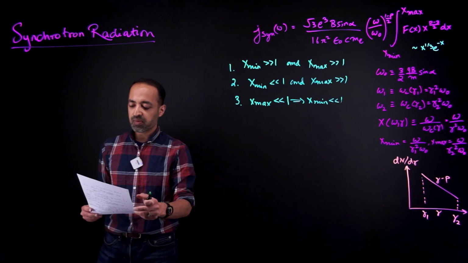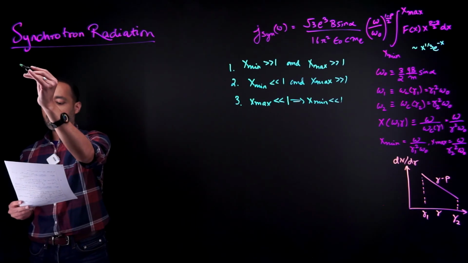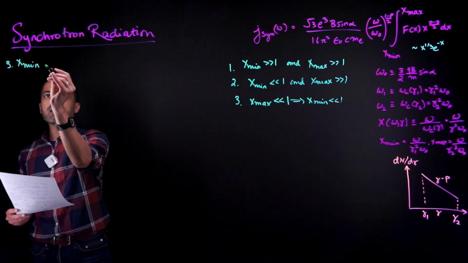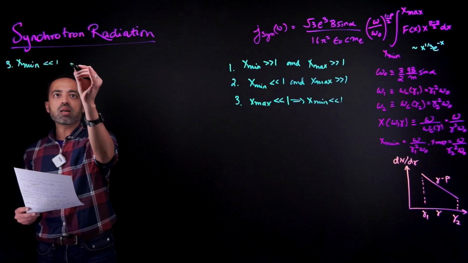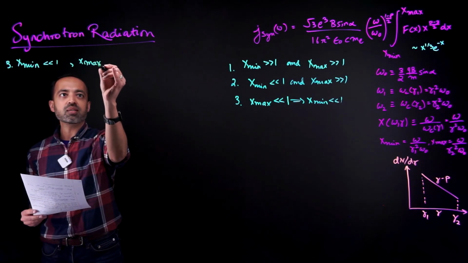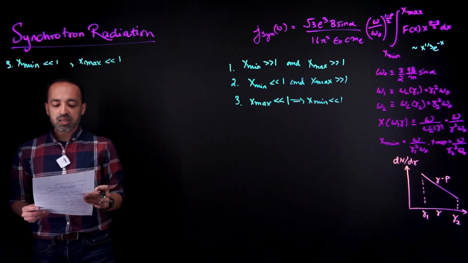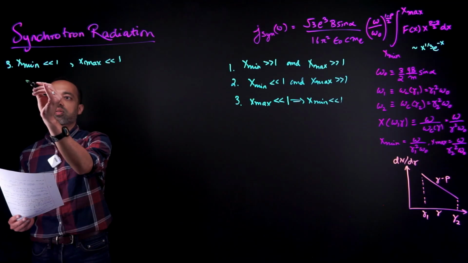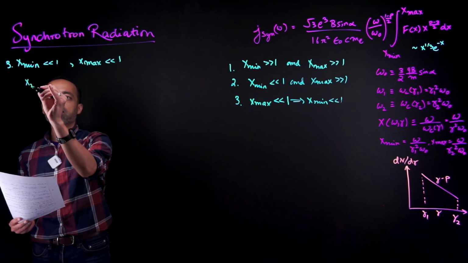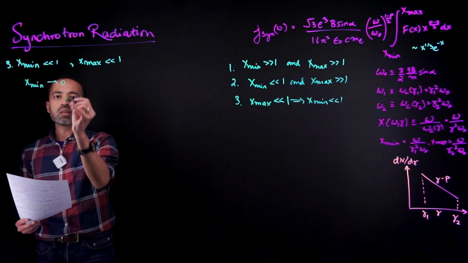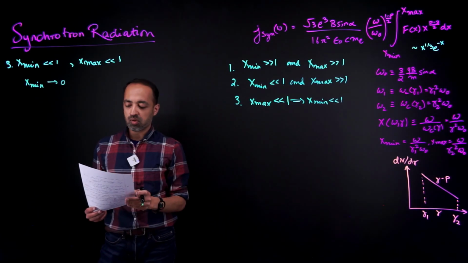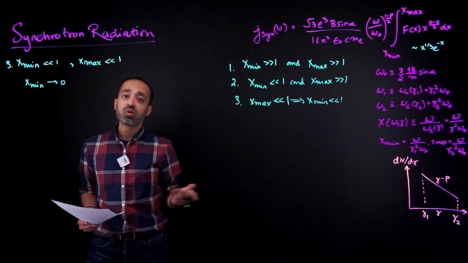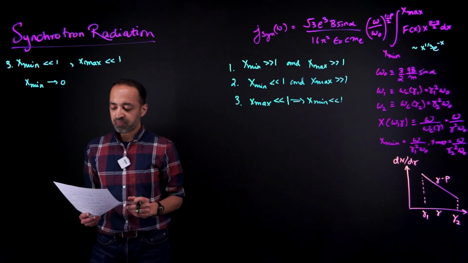All right, so let's have a look at this regime of x max and x min both much less than 1. So in this regime, this is case 3, our x min is much less than 1, and our x max is also much less than 1. And in this particular case, we can still take x min to go to 0, right? Because it's much less than 1, we can still take the lower bound of our integral to go to 0. But we can no longer take x max to go to infinity, of course. It's much less than 1, so we can't do that.